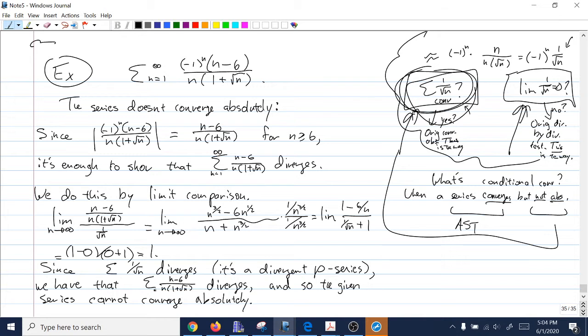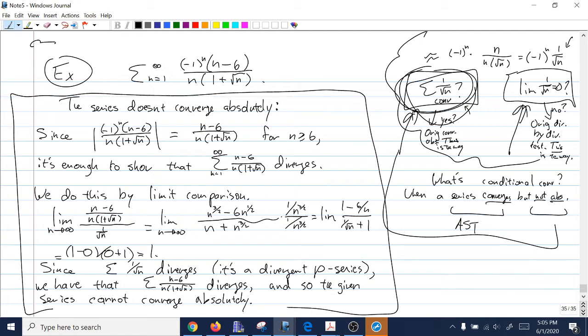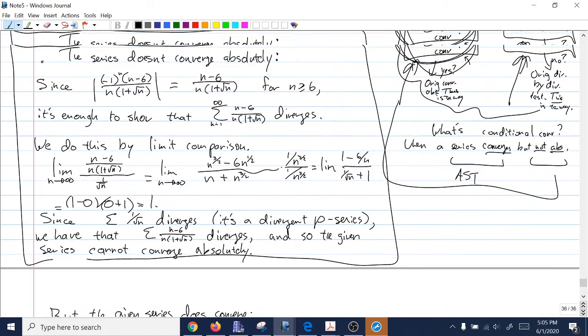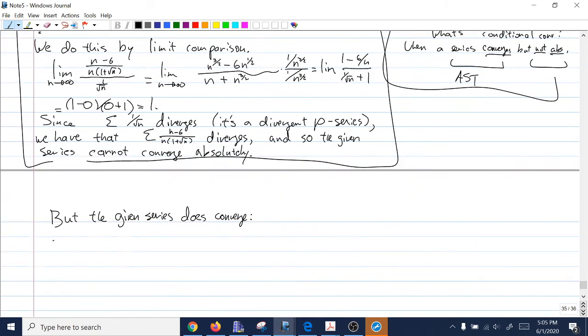I'm tempted to explain that that's not quite the same as itself with absolute values, but I already explained that here. Okay, this is like halfway through. We've shown that the series doesn't converge absolutely. I'm putting a box around it because we're still going. But the given series does converge. How do I know it converges? It converges by the alternating series test.